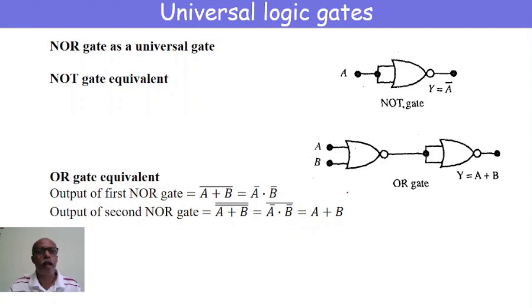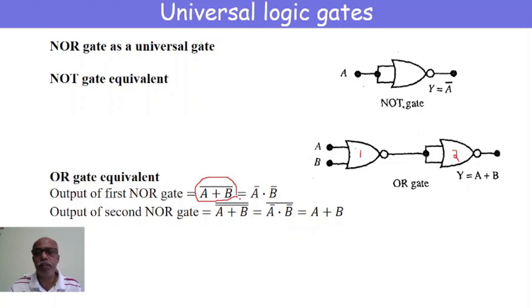Now, let us realize the OR gate by making use of NOR gates. In order to realize the OR gate, we make use of two NOR gates. Two inputs A and B are given to the first NOR gate, whose output is the complement of A or B, and that will therefore be equal to complement A and complement B.